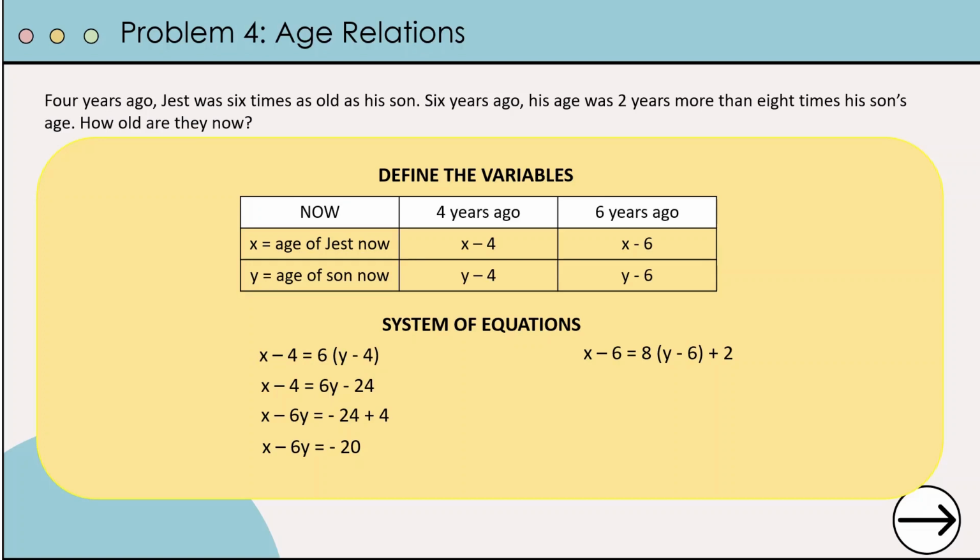Now, we simplify the equation by distributing 8. We have x minus 6 equals 8 times y equals 8y. 8 times negative 6 equals negative 48 plus 2. Now, we put all the terms with variables on the left side of the equation and the constants on the right side of the equation. We get x minus 8y on the left side and negative 46 plus 6 on the right side of the equation. We combine negative 46 and 6. We have x minus 8y equals negative 40.